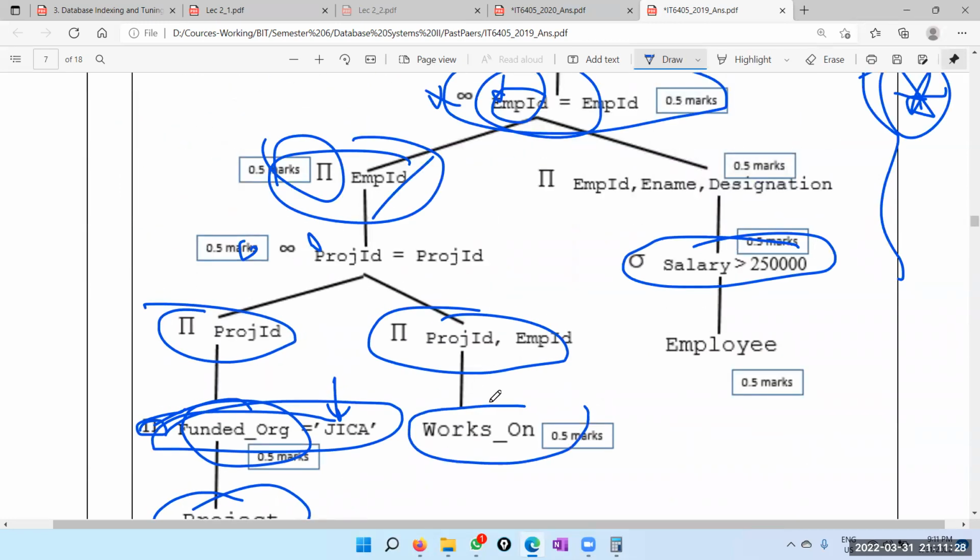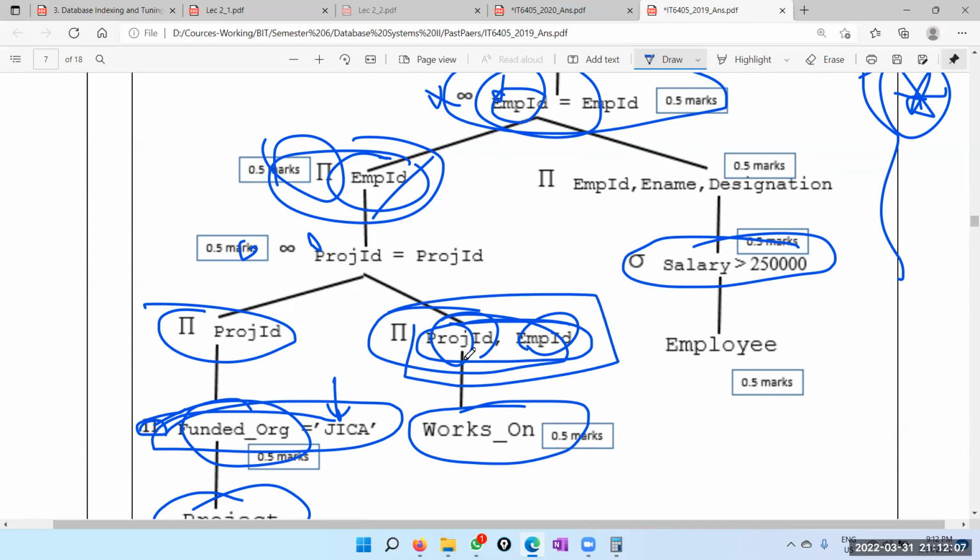So you can go for an index only plan on the other table if you have both project ID and employee ID in works on. Yeah, because we need project ID for the initial join, and employee ID for the final join. So therefore, it must be the project ID, employee ID combination as a key. Maybe hash index is good enough, but composite index. Okay.